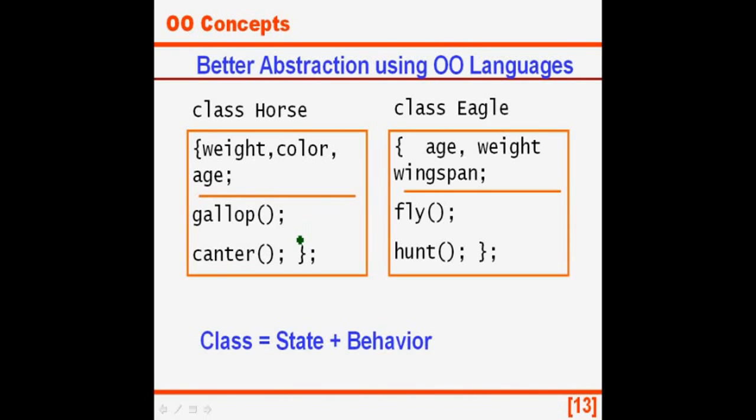In the same way, we can now see that for the horse class, the functions of the horse, gallop and canter, have been encapsulated inside the class, and the functions fly and hunt have been encapsulated into the class eagle. Now the compiler can catch an error of a flying horse or a galloping eagle very easily. Once again, class equals state plus behavior. The state is defined by the data members or the fields of the class, by the age and the weight and the wingspan of the eagle. The behavior of the horse is defined by the two functions gallop, canter. The behavior of the eagle is defined by the two functions fly and hunt.